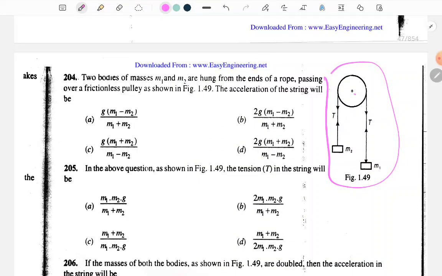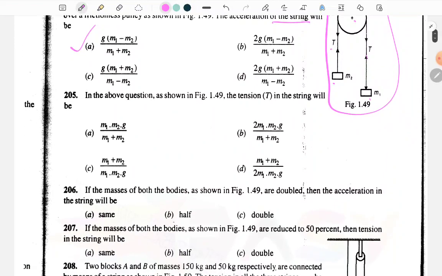This is the pulley. Here masses of some kgs are attached. The tension is now created, and this tension will be equal on both sides. They are asking the acceleration of the string. That is A: g into (m1 minus m2) by (m1 plus m2). If they ask for tension, in place of minus a 2 will come. It is the same with plus. So 2 m1 m2 into g by (m1 plus m2), correct.